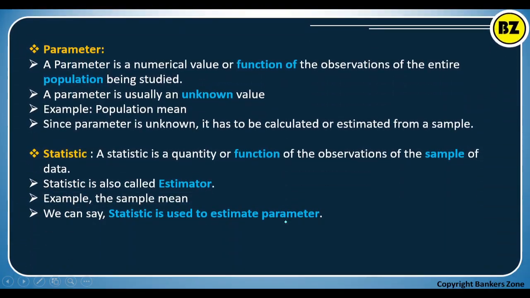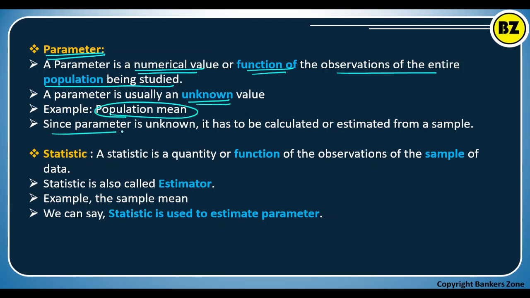Now see parameter. What do you mean by parameter and what is a statistic? Parameter is the numerical value or the function of the observations of the entire population being studied. In simple words, a parameter is usually an unknown value, for example the population mean. Since a parameter is unknown, it has to be calculated or estimated from the sample. Now you understand what a parameter is.